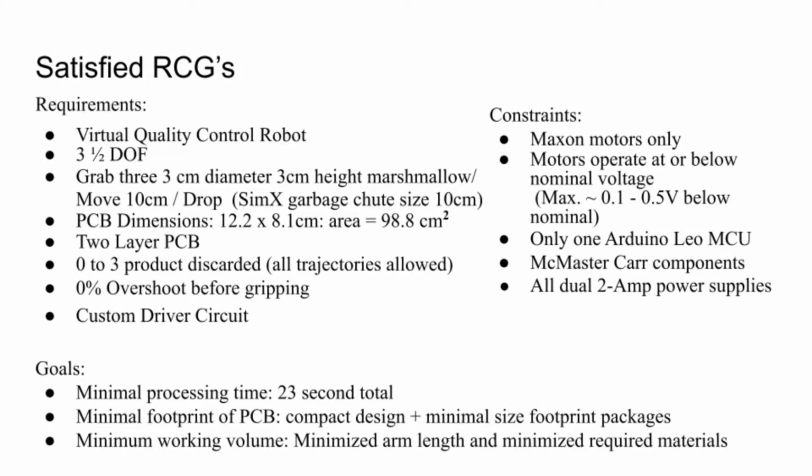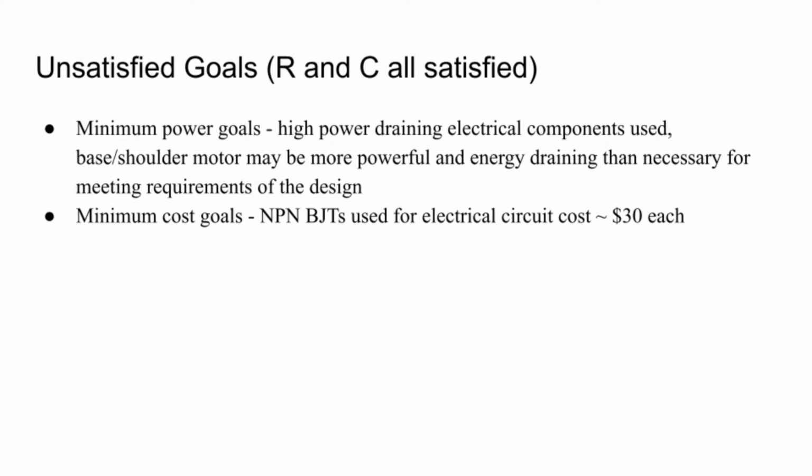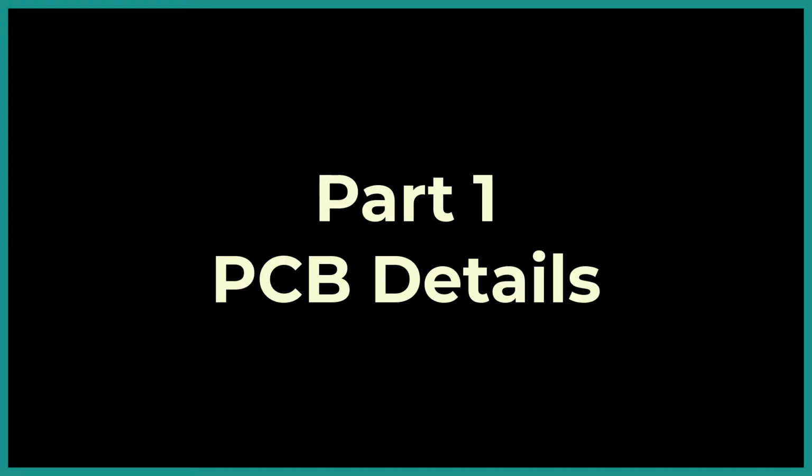Here is a list of our satisfied requirements, constraints, and goals, with a brief justification of why we believe they are satisfied, as well as some interesting technical details. Here are our unsatisfied goals. The main area of weakness is the high cost and power consumption of our electrical components. And now the feature demo.